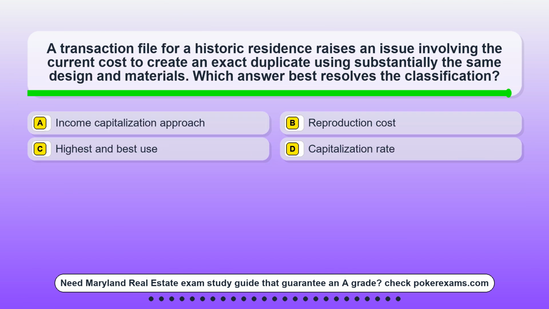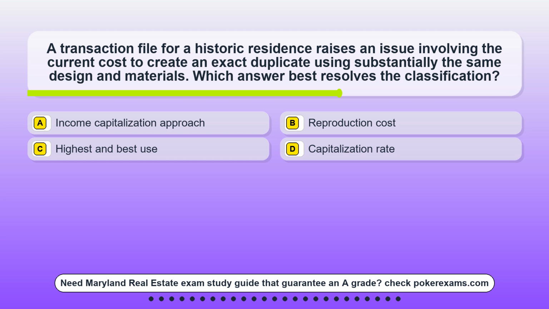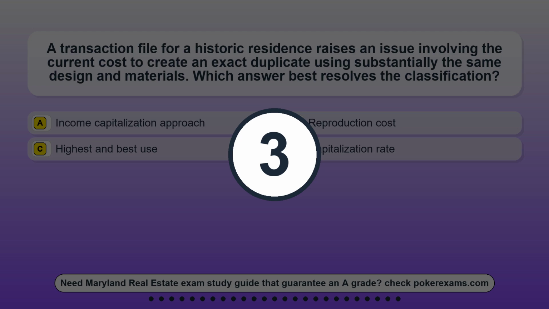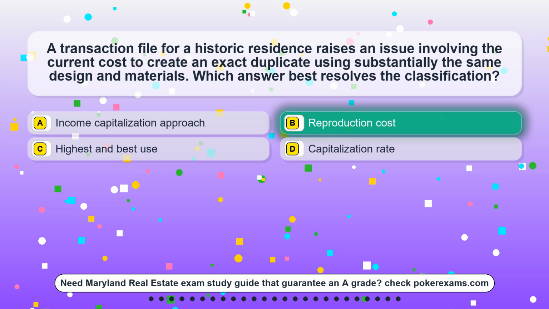Question 20. A transaction file for a historic residence raises an issue involving the current cost to create an exact duplicate using substantially the same design and materials. Which answer best resolves the classification? Option A, income capitalization approach. Option B, reproduction cost. Option C, highest and best use. Option D, capitalization rate. The correct answer is option B, reproduction cost.